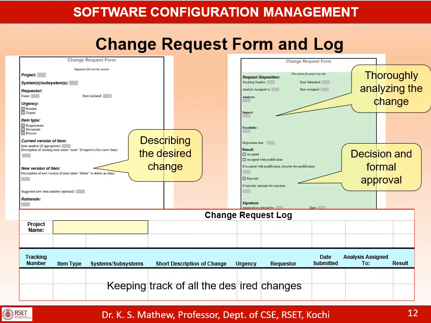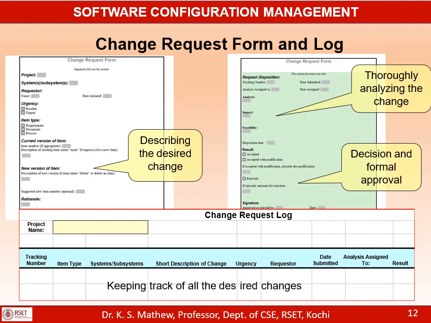At the bottom, you can see that along with the change request form, organizations will normally also maintain a change request log, which will be a consolidated list of all the changes that happened in a particular project. So the change request form is one form for each change request. There will be different change requests and a different change request form for each change.